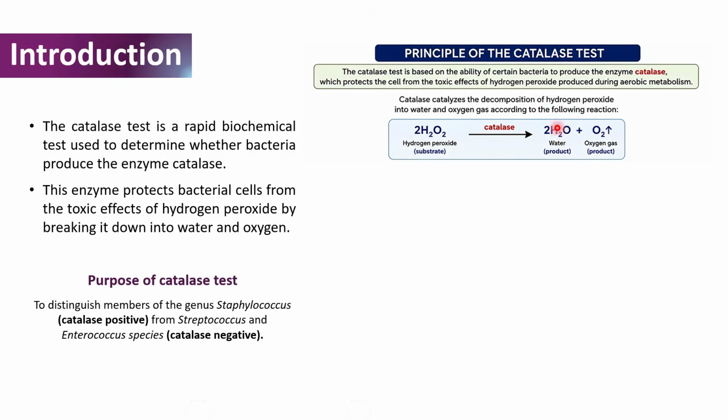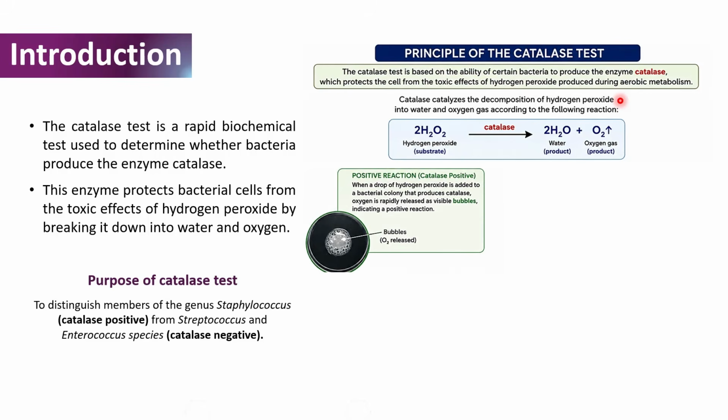For the principle of the catalase test, the test is basically based on the ability of certain bacteria to produce the enzyme catalase, and this enzyme catalyzes the decomposition of hydrogen peroxide into water and oxygen, and as a result protects the cells from the toxic effects of hydrogen peroxide produced during aerobic metabolism.